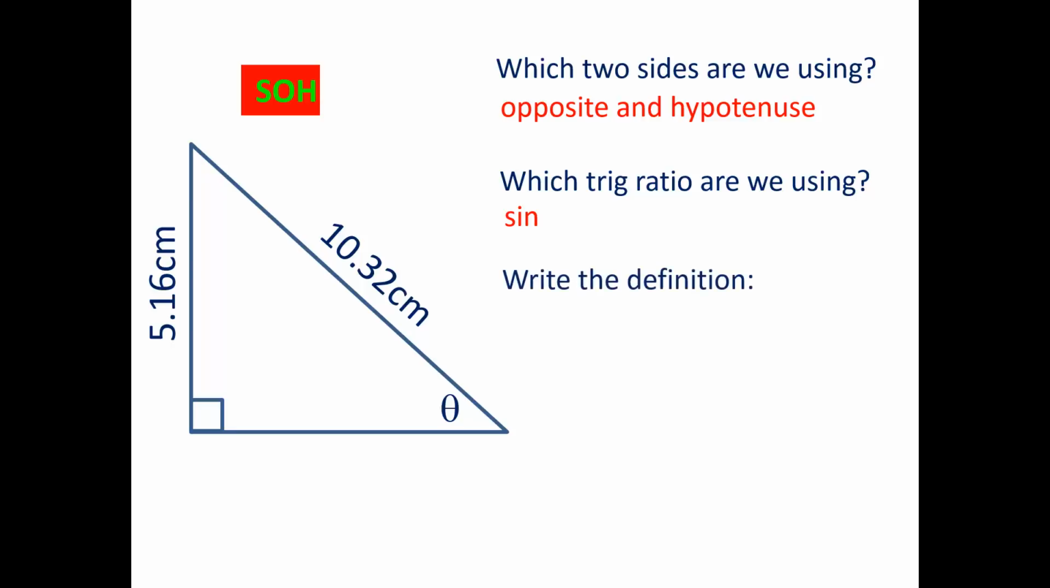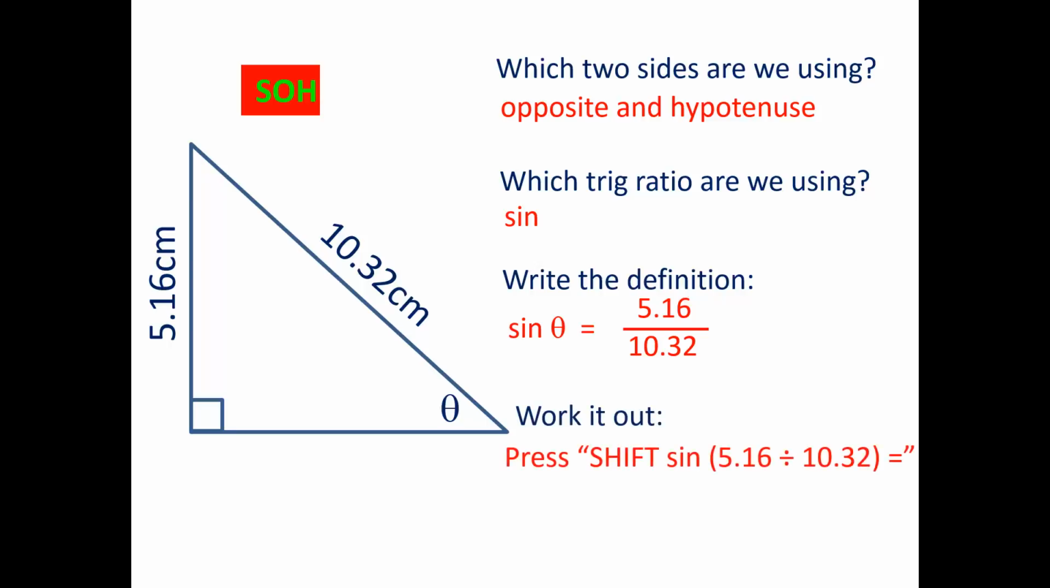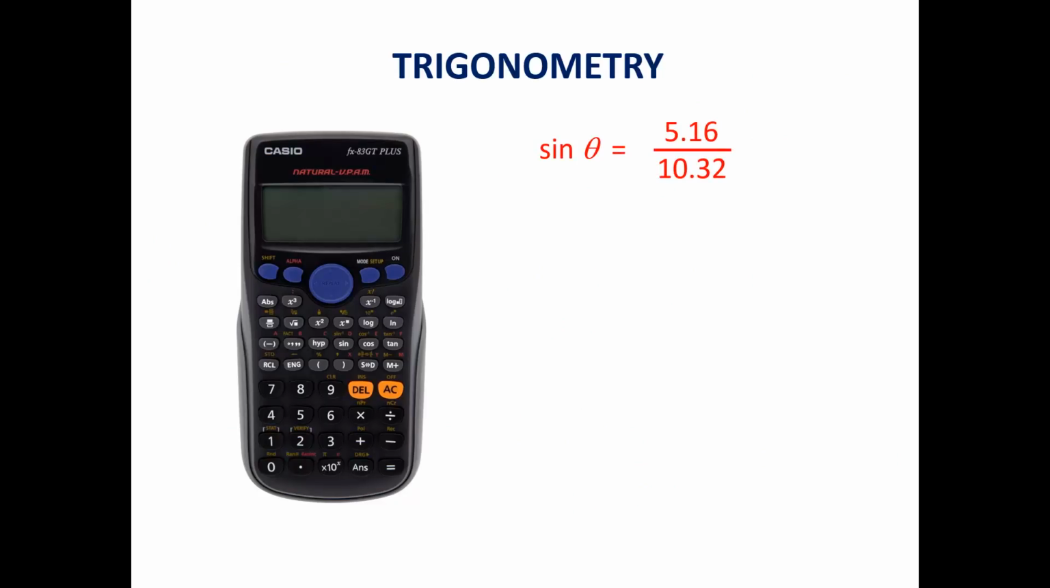Write the definition. Now sine is opposite over hypotenuse, so in this case we write sine theta equals 5.16 divided by 10.32. Fourth W, work it out. So we're going to do shift sine, brackets, 5.16 divided by 10.32, close brackets equals, and that tells us that theta is 30 degrees.